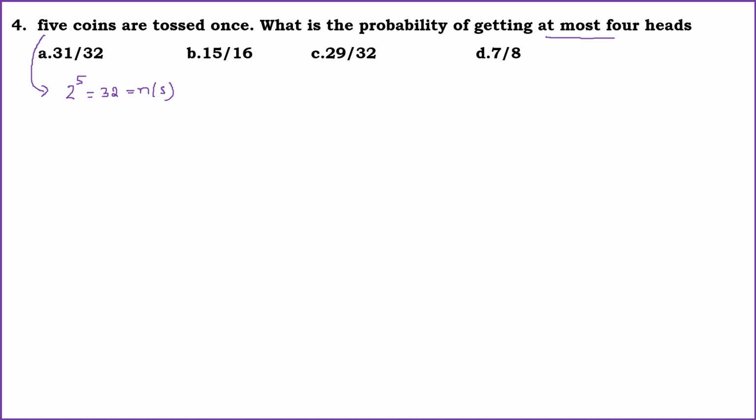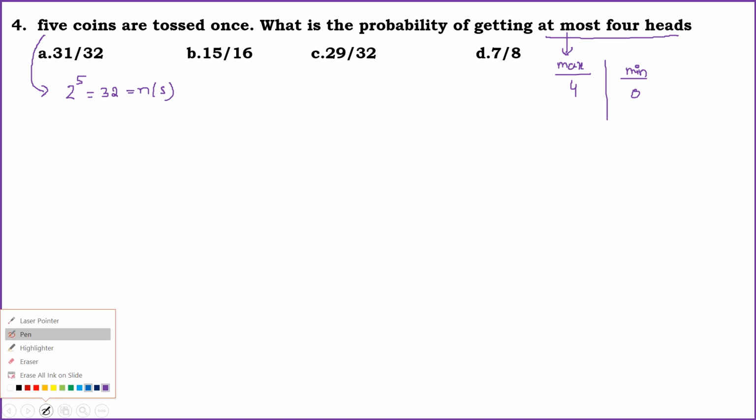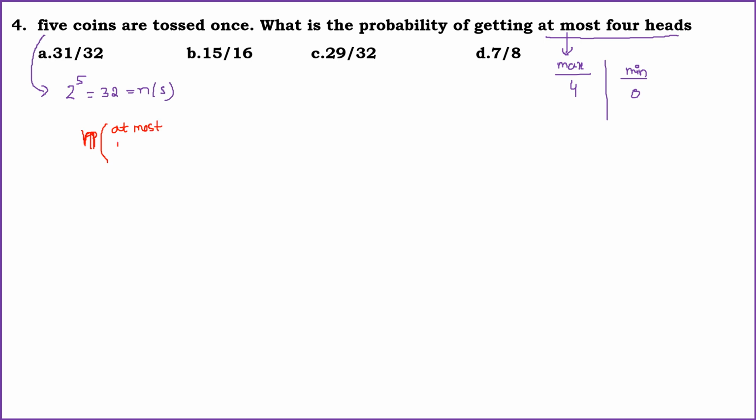Now, what is the probability of getting at most 4 heads? Sir, as I told you, at most means maximum 4, minimum 0. This is the case we have to keep in mind. Now, have a look here. I want to get how many cases I am getting at most 4 heads. That is nothing but sample space minus the number of events getting more than 4 heads.